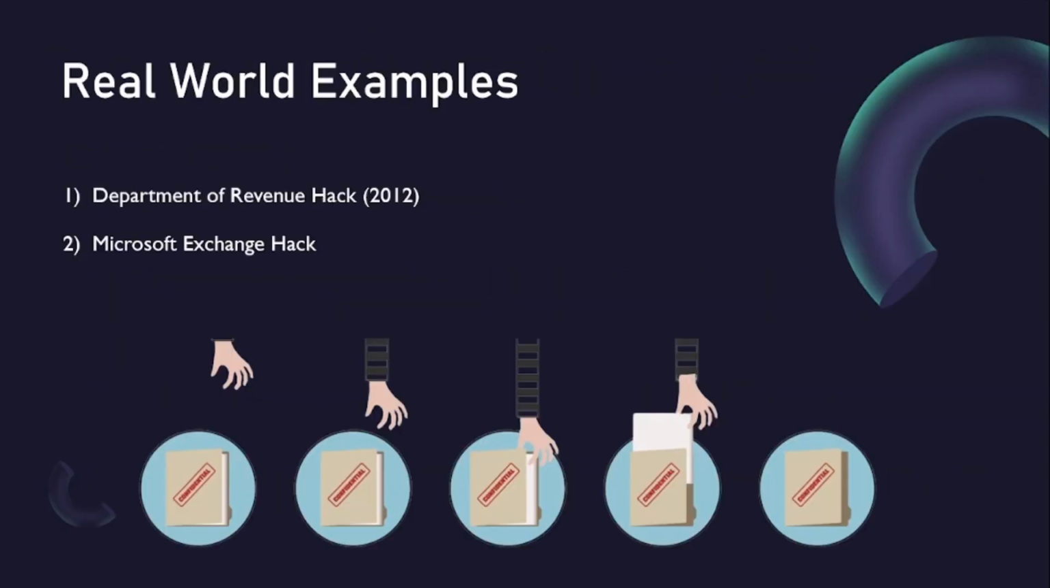These are some real life examples of the vulnerability according to the Open Web Application Security Project. First, the Department of Revenue hack in 2012 and the Microsoft Exchange hack.